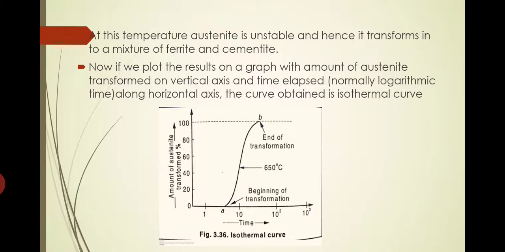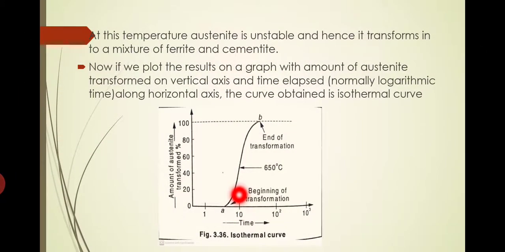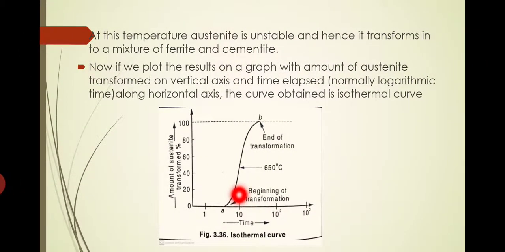Why it is an isothermal curve: the temperature of the bath is kept constant. So at a constant temperature, austenite is gradually transformed into ferrite plus cementite. You can see from this figure a point A marked at the horizontal axis, in between 1 and 10. At that point A, the specimen has a completely austenite structure, with no ferrite and cementite present. From that time point, as time goes on, the cooling gradually proceeds.